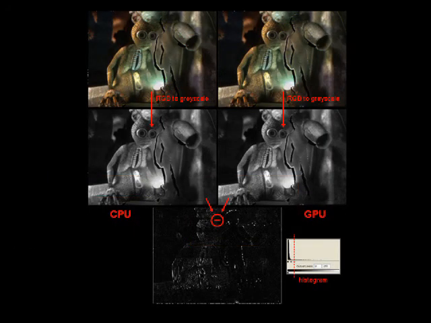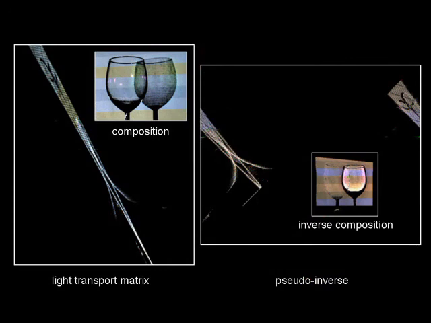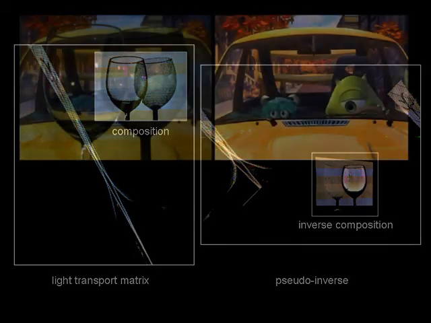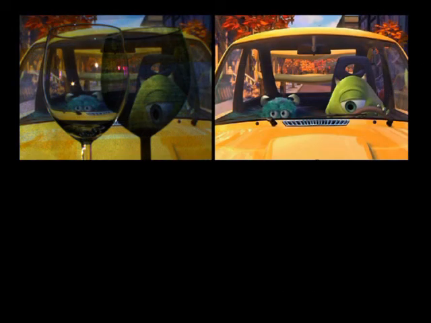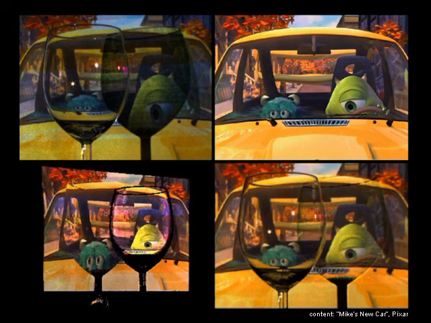A comparison of the compensated image on the CPU and on the GPU using the inverse light transport shows marginal differences. These images show the light transport of the glass scene, its inverse and the composition images of both. Projecting the inverse composition would theoretically lead to a uniformly white camera image. This scene shows a compensation with the inverse light transport. About 30 frames per second can be achieved on a GeForce 7900 GTX with 512 megabytes.